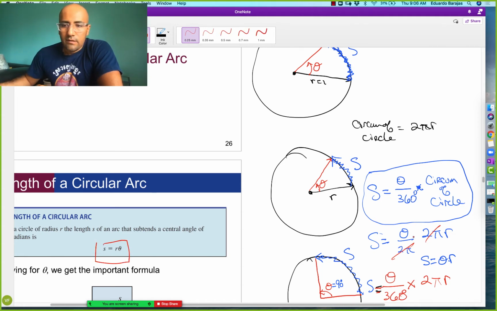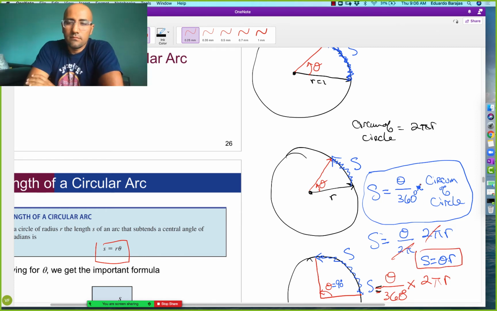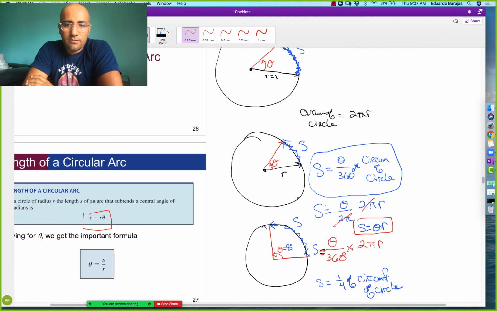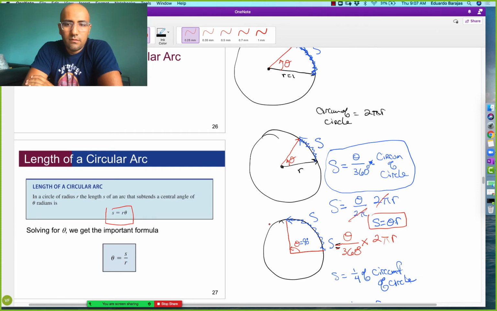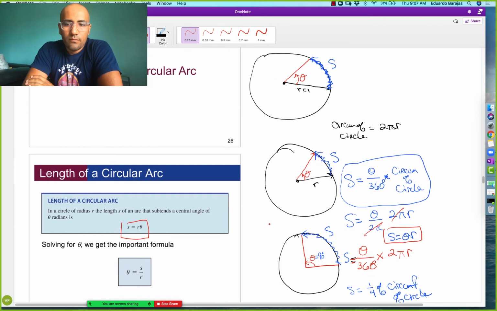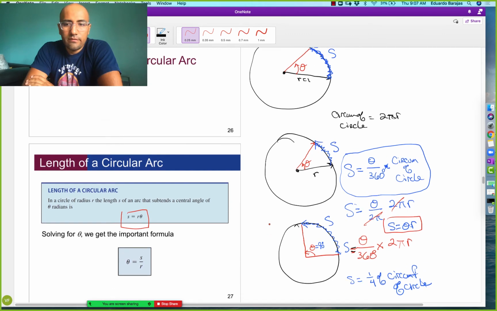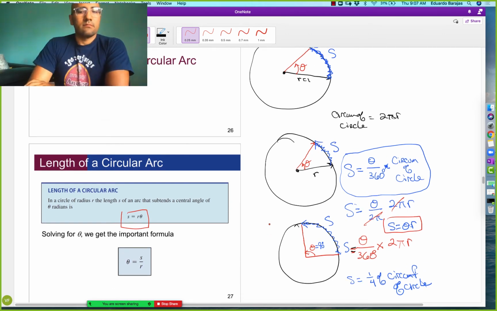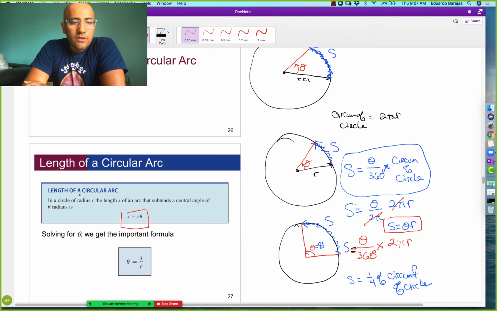This formula comes from this. Any questions? I don't know if I did a very good job of this. Okay, so this formula comes from this. It's a ratio of the entire circumference, and when you do it in radians, the units cancel really nicely, and you end up with a really nice formula.